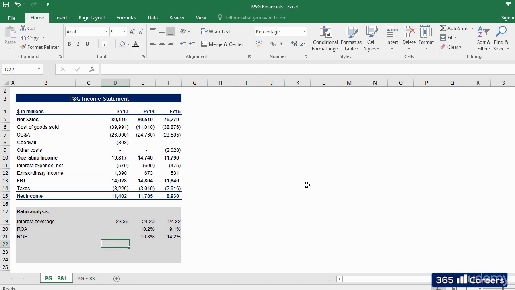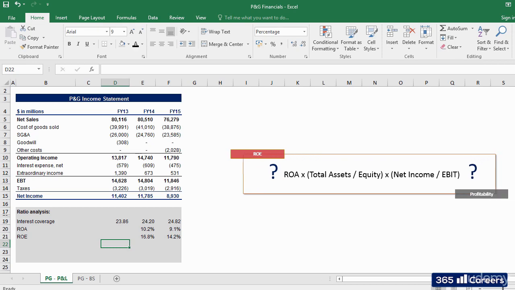You should take the file that is attached to this lesson and use it in order to decompose ROE. Once you are ready with the calculation, try to analyze which were the main drivers for the change of the ratio in 2014 and 2015.